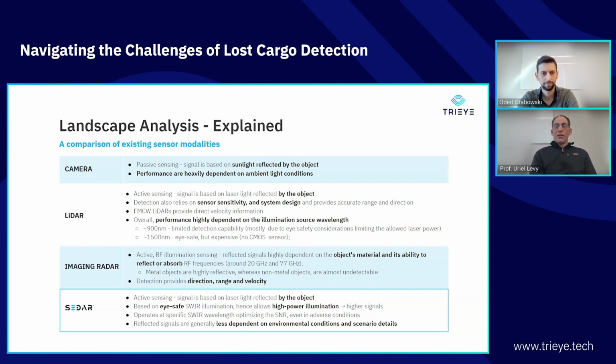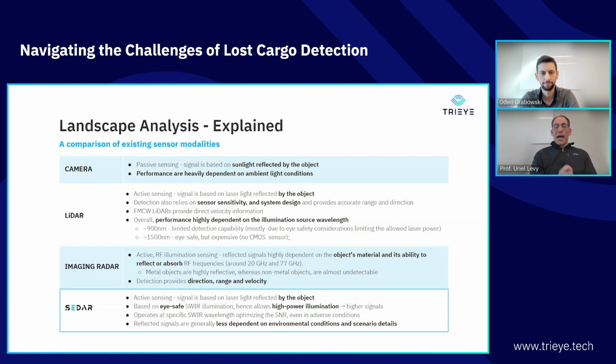Then we come to CDAR. CDAR is the platform of TRI-eye, and it is based on active illumination in the SWIR regime. CDAR stands for Spectrum Enhanced Detection and Ranging. It is again an active modality. The signal is based on a laser, which is reflected by the object.